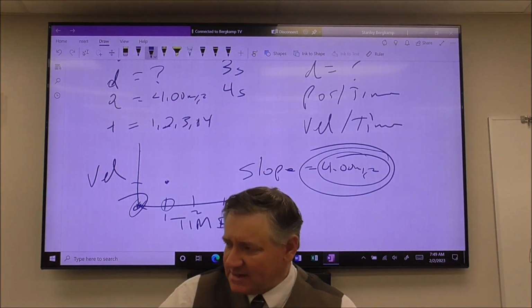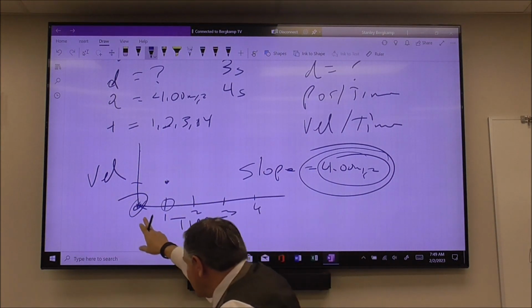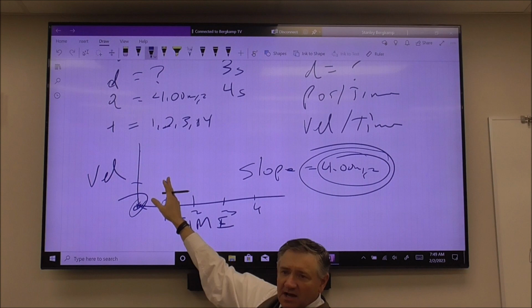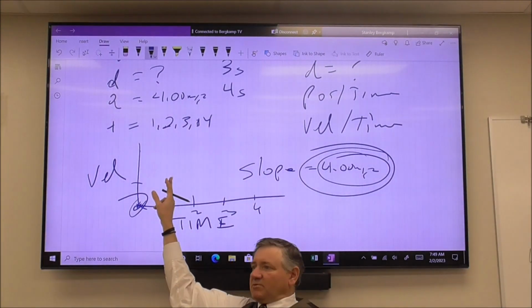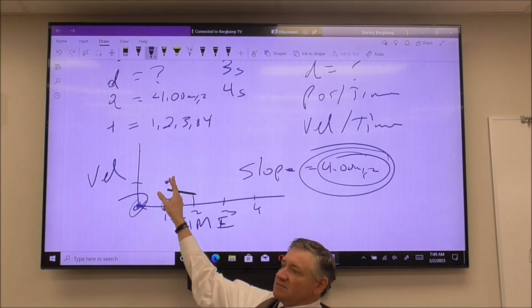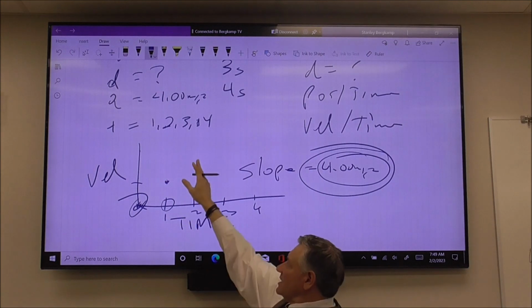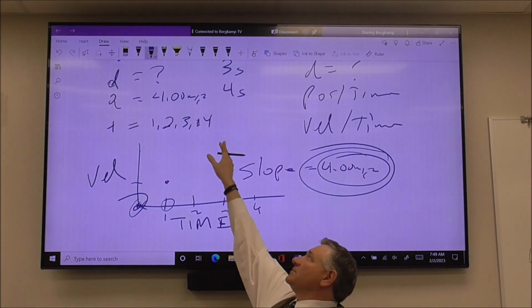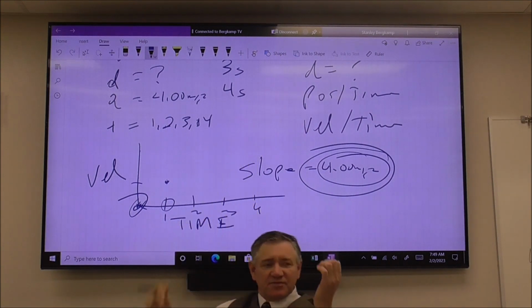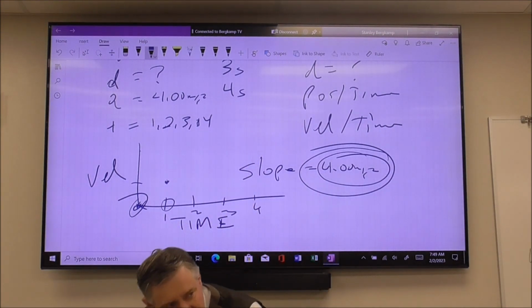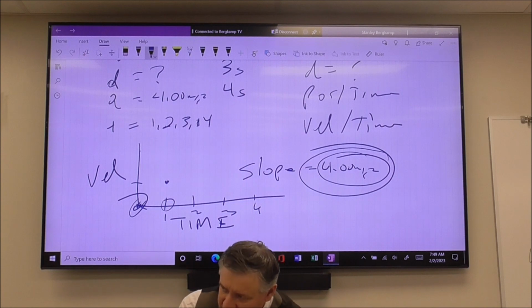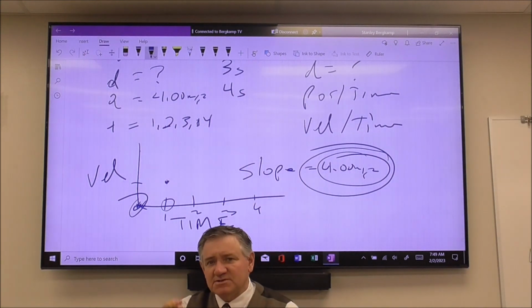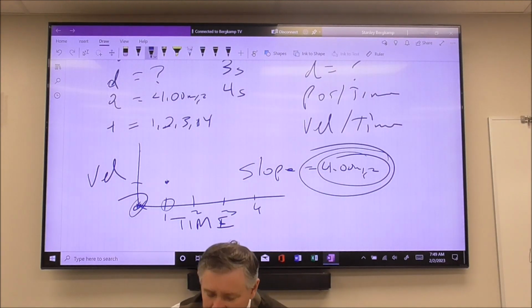Okay. What that says is that for every second that goes by, my velocity is going to increase 4 meters per second. That's what it means. Okay. At the end of 2 seconds, I'm going to gain another 4 meters per second. I'm going to be up to 8. I'm going to be up to 12. I'm going to be up to 16. That's what that slope means. That's why I said your acceleration tells you the rate at which your velocity changes. It doesn't tell you how fast you go.